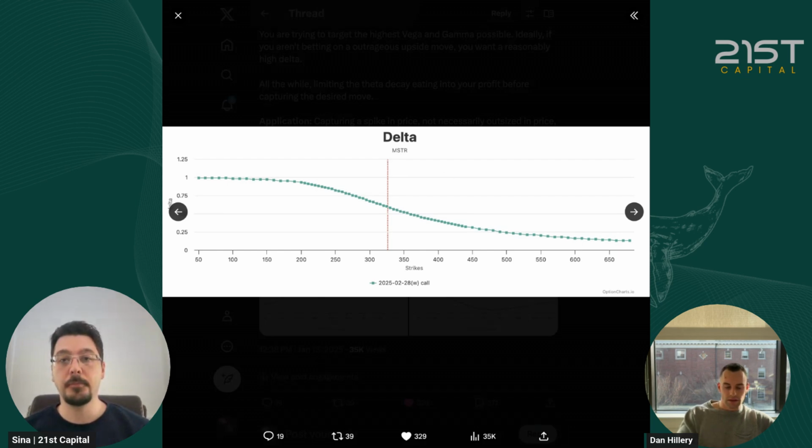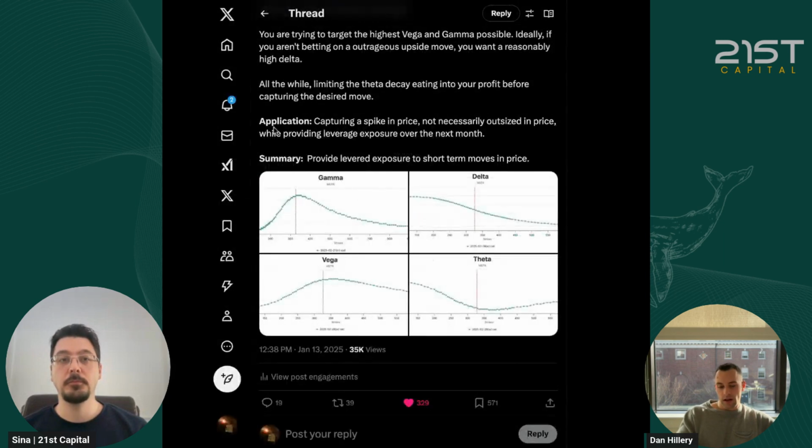Perfect. Did I make that clear enough, Sina? Yeah. So delta again is just the rate of change, the change in price of the option relative to the $1 change of the underlying. And we might as well hop into gamma right then.